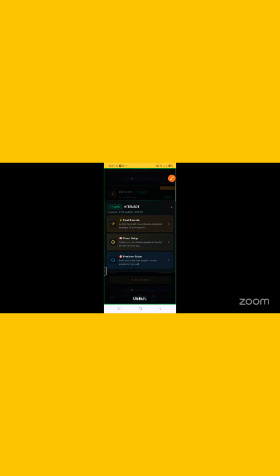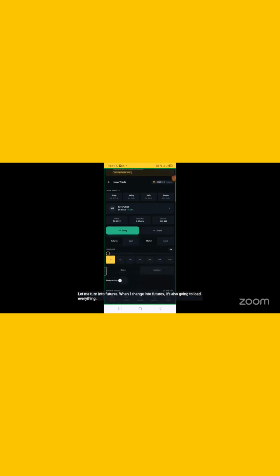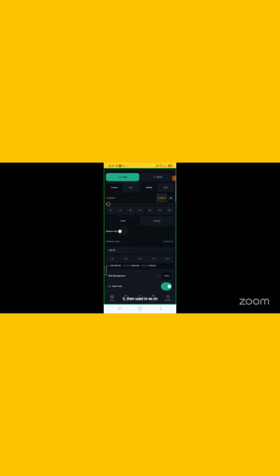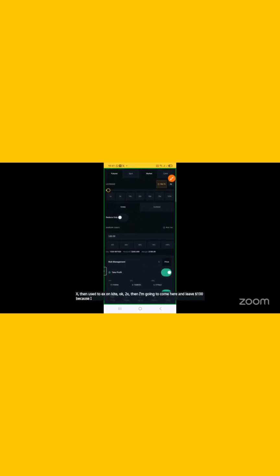Click on precision trade. Kite, enter everything. Everything has been entered. Now I'm going to change it to futures. When I change it to futures, it's also going to load everything. Now I change the leverage here. I want to use 2x on Kite. Then I'm going to come here and leave $100 because I want to use $100 on this trade.